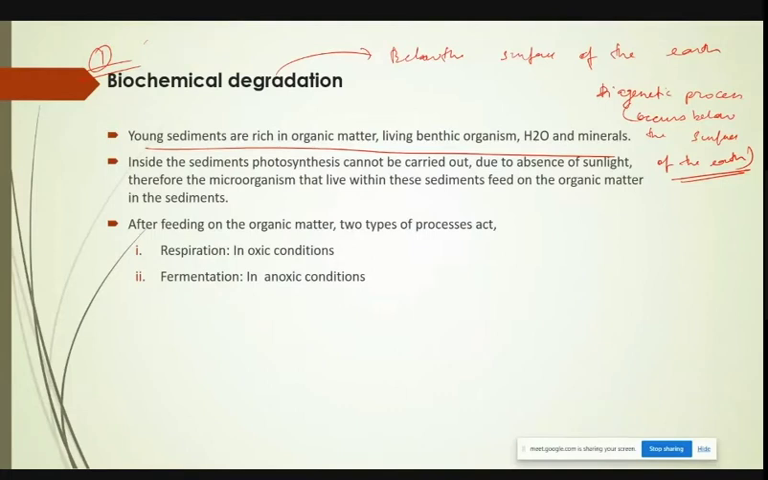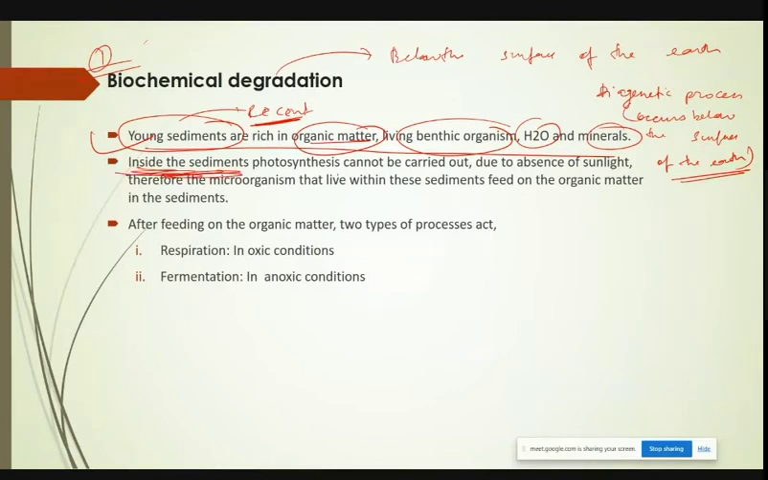So the first point says that the young sediments are rich in organic matter. Young sediments means they are recent. They are produced recently. They are not much old. So these are rich in organic matter, living organisms, water and minerals. Inside the sediments means inside the surface of the earth. Photosynthesis cannot be carried out due to absence of sunlight, because sunlight cannot penetrate the surface of the earth.